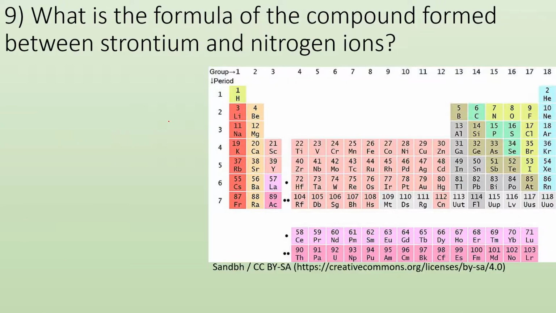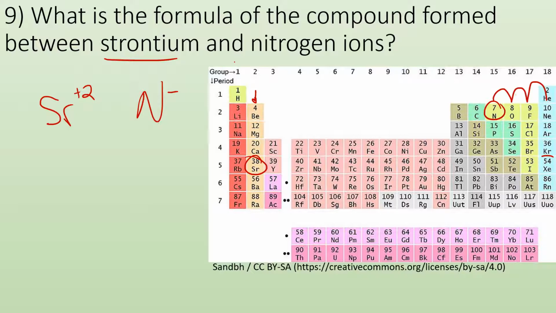9. What is the formula of a compound formed between strontium and nitrogen ions? So let's find them. I got strontium and I got nitrogen. Again, strontium is in that group 2, so it's going to become a +2 charge. It wants to lose those 2 electrons so it could start to look like krypton. Nitrogen, the nonmetal, wants to gain electrons. How many? Well, if it wants to look like neon, it's going to have to gain 1, 2, 3 electrons. So it's going to be -3.